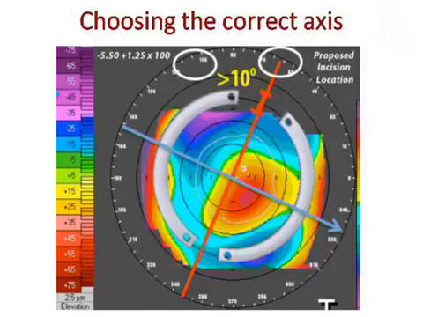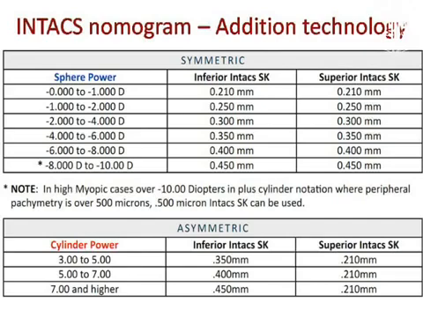In the tangential method, we have to follow the direction in which the cone is progressing. We draw a line along the direction of the cone, then draw a perpendicular line to that line, and that will show the incision location. This is a nomogram provided by the company. We can use this nomogram also. It is based on the spherical power.